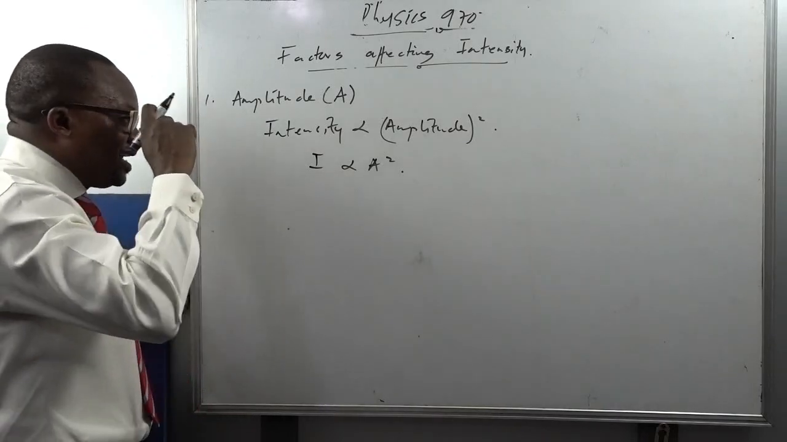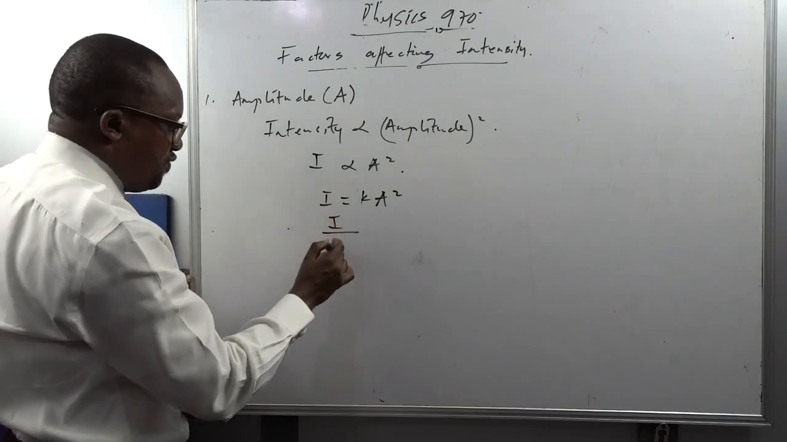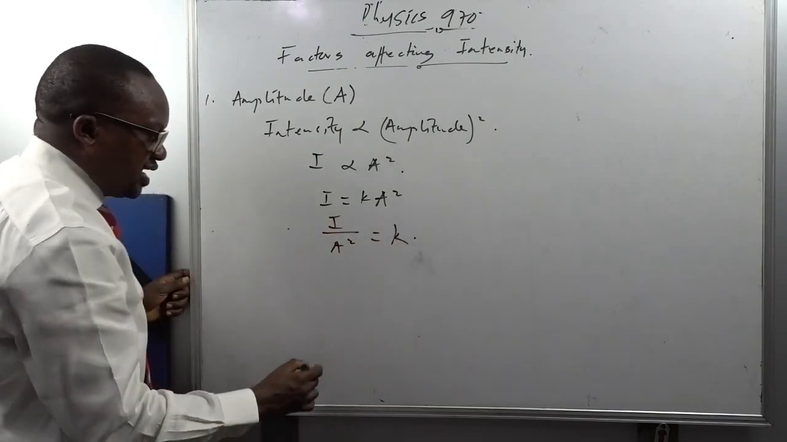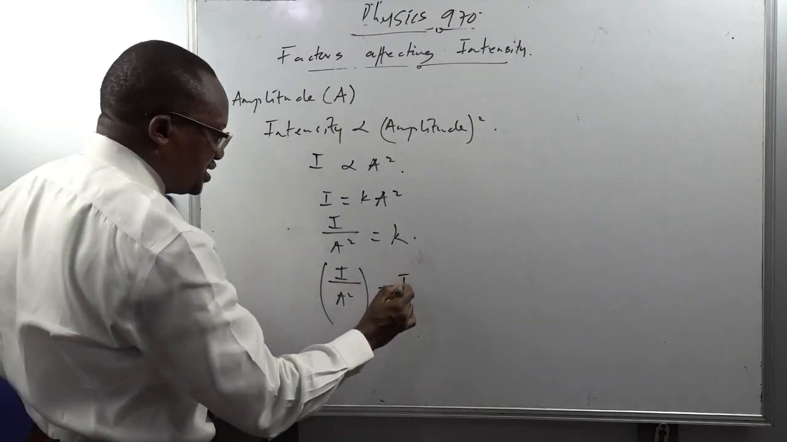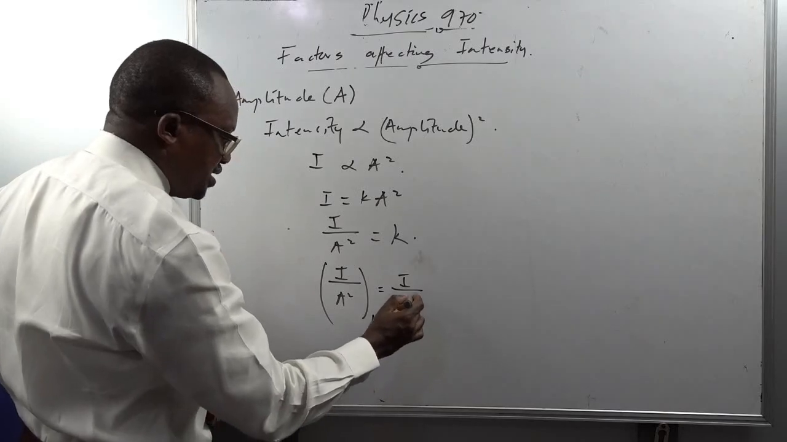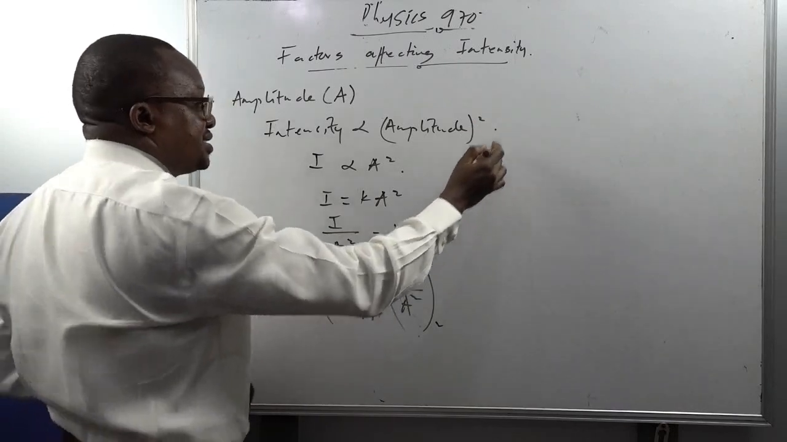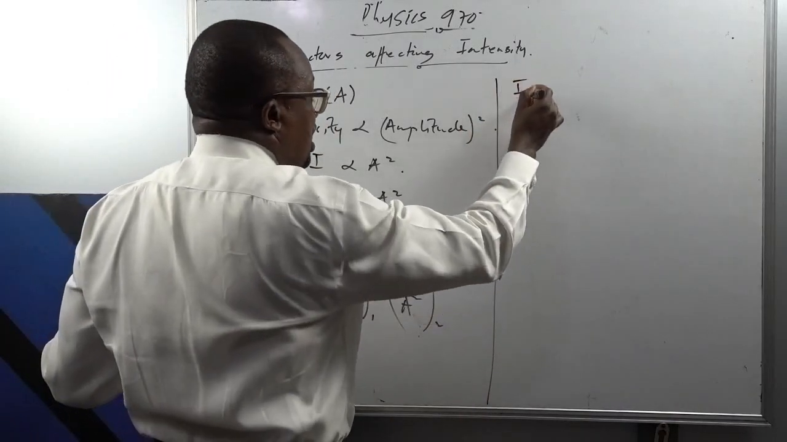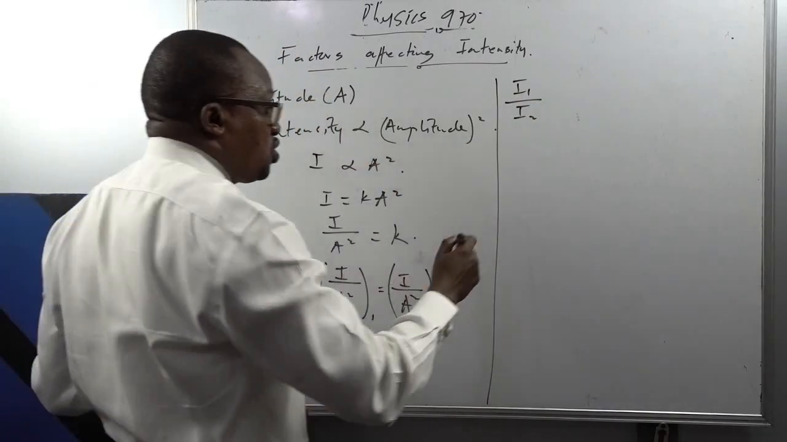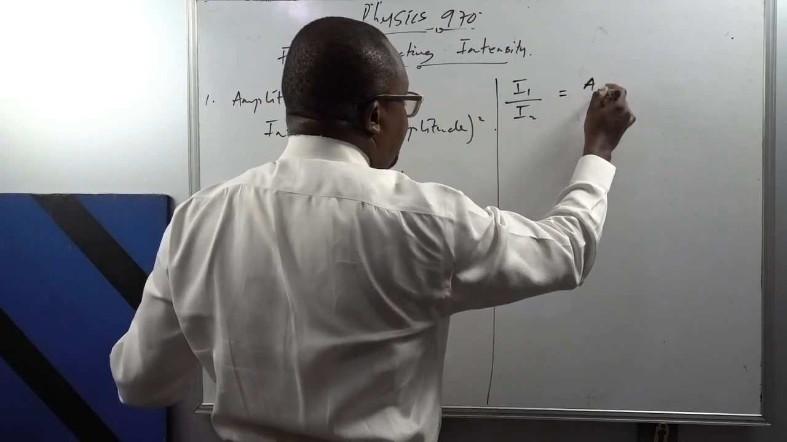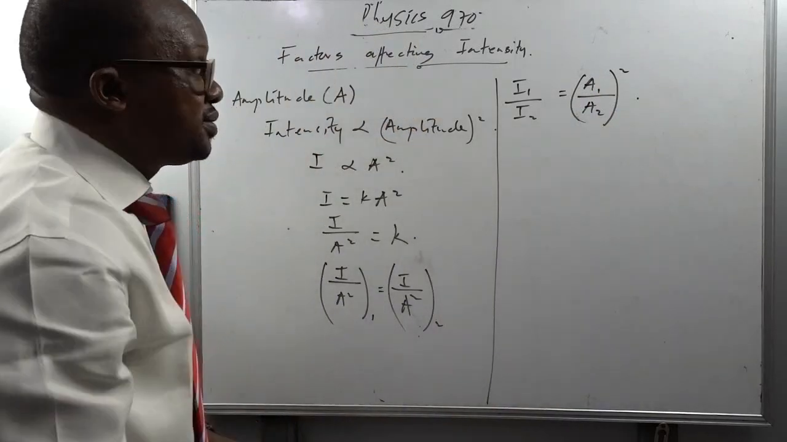So I can write it like this. Intensity is equal to constant multiplied by amplitude squared. So I over amplitude squared is what? Constant. So I can say that I over amplitude squared initially will be equal to intensity over amplitude squared in the new case. So I can write it as the initial intensity over the new intensity will be equal to the initial amplitude over the new amplitude, squared. Okay?